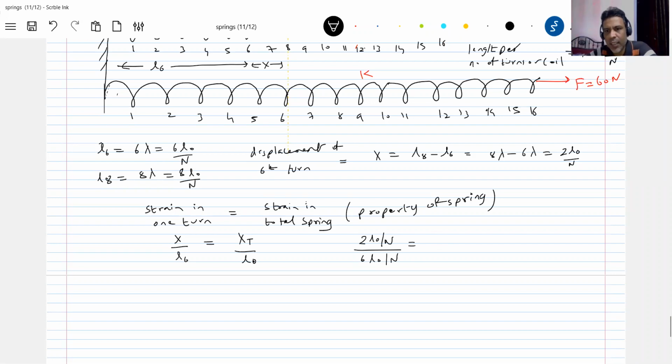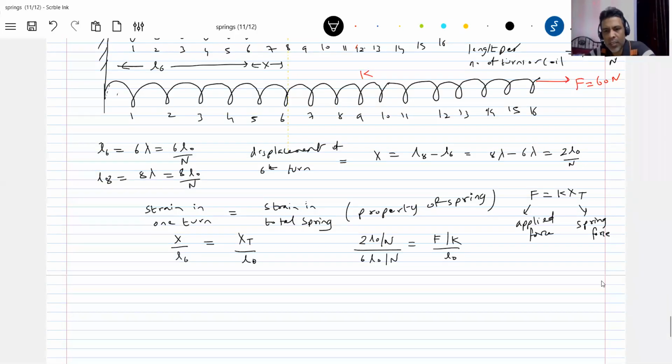In place of XT, what can you write? F should be equal to k XT, no? Can you remember this? So the total elongation of the spring is XT. Then how much force did we apply? We applied a force F equals 60 Newton. This will produce an elongation of XT. So the applied force is given as 60 Newton, and the spring force will be k XT. So therefore, in place of XT, what can I write? F by k, and this is L naught.